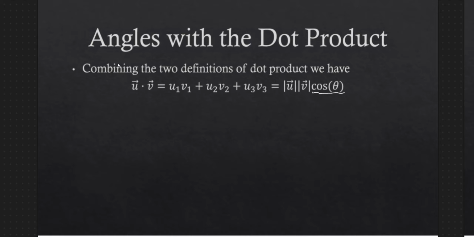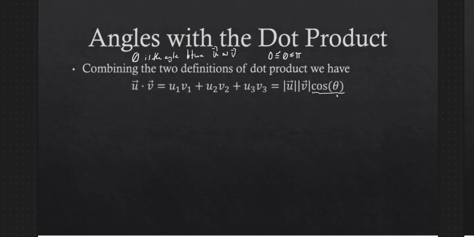Everything else is manipulable. I can isolate cosine of theta, and this gives us a way to compute the angle between two vectors. Remember, theta is the angle between u and v. So theta is the angle between these. Remember that theta is always between 0 and pi. You can always choose the angle to be between 0 and pi.